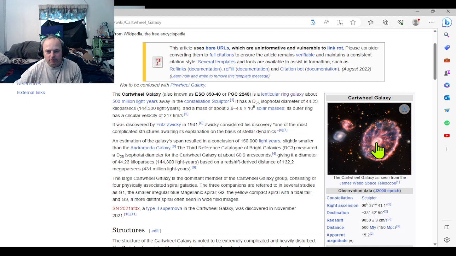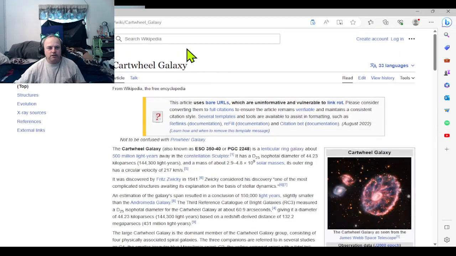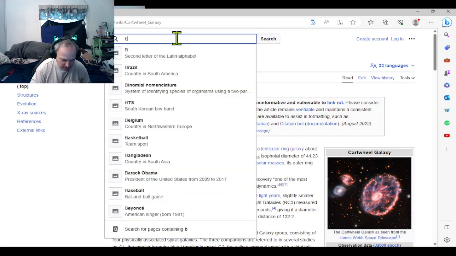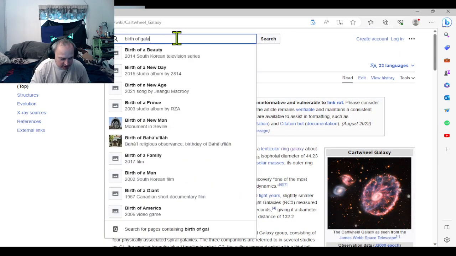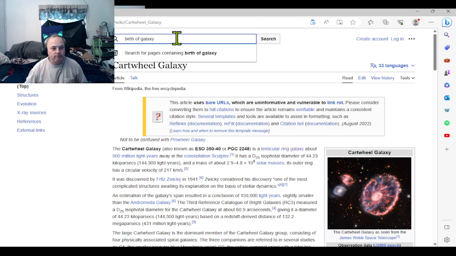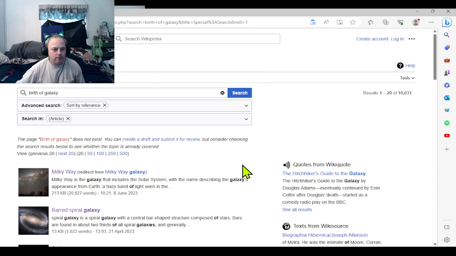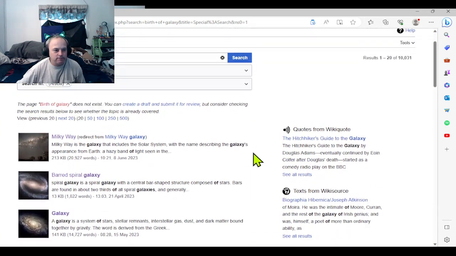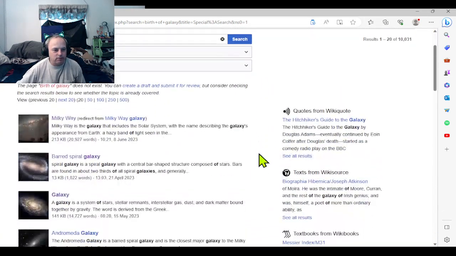So I think I would need to study more on the birth of a galaxy. So let me look that up, see if that's in here. Birth of galaxy. I have no idea what I'm going to find on that one. So the birth of a galaxy, and I'm trying to get this on Wikipedia.